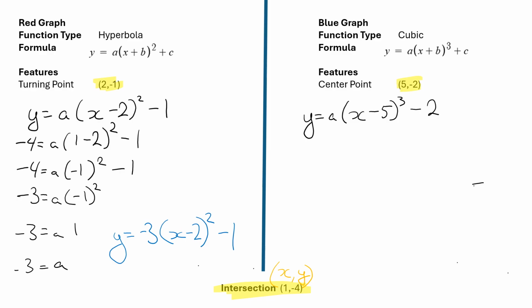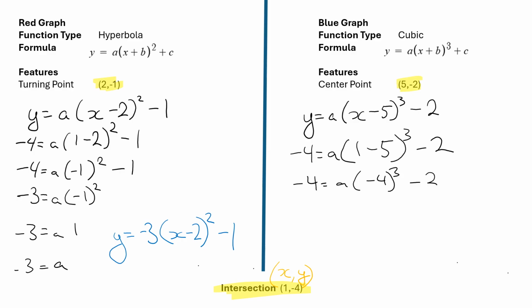Now we can do the other side, exactly the same thing. I'm substituting in my y value first. Negative 4 is equal to a, open bracket, and then my x value is 1, minus 5, cubed, minus 2. Minus 4 is equal to a times negative 4, cubed, minus 2.